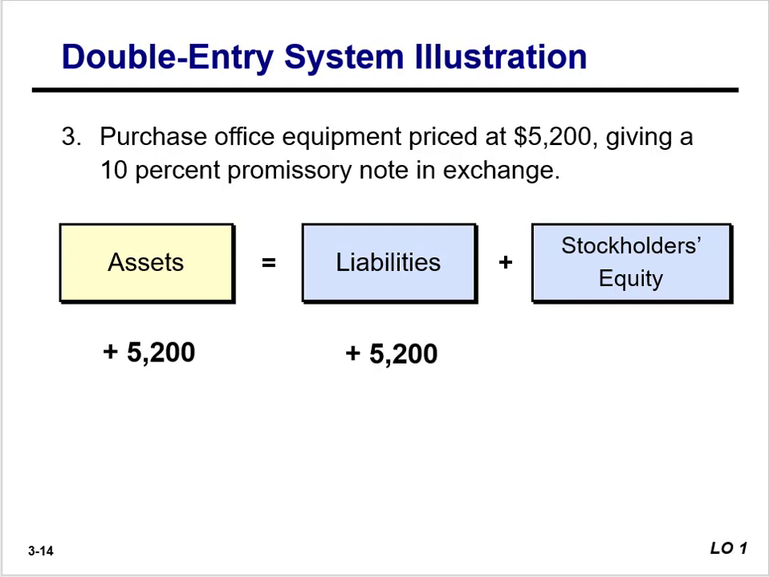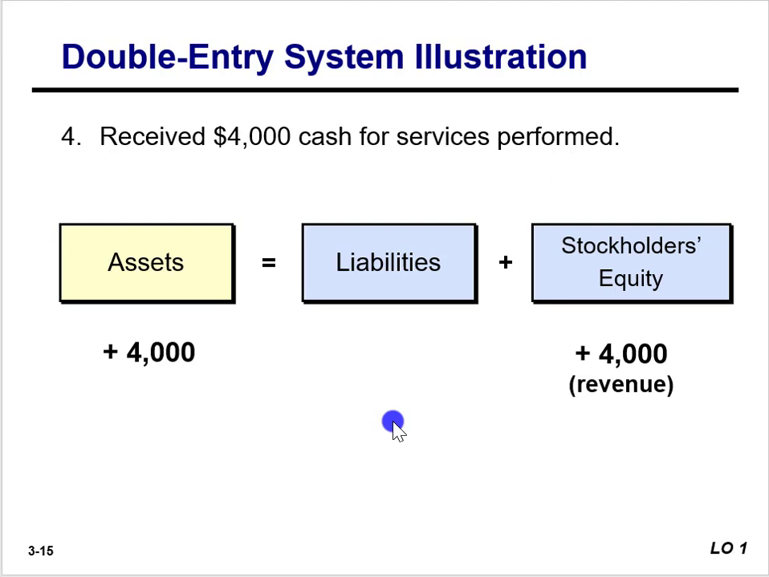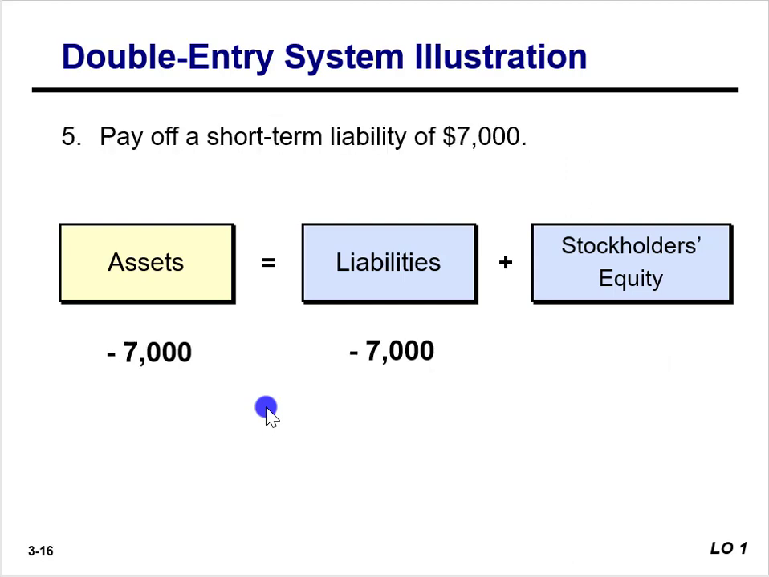Purchase office equipment priced at $5,200, giving a 10% promissory note in exchange. Increase asset, increase liability. Receive $4,000 cash for services performed. Increase an asset, and your stockholders' equity is going to increase because your revenue is credited, which is going to make stockholders' equity increase. Pay off a short-term liability of $7,000. You're going to decrease assets and decrease your liability.